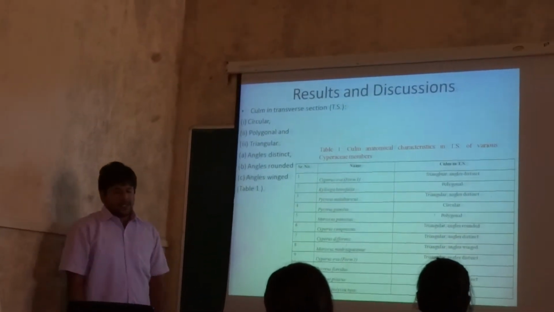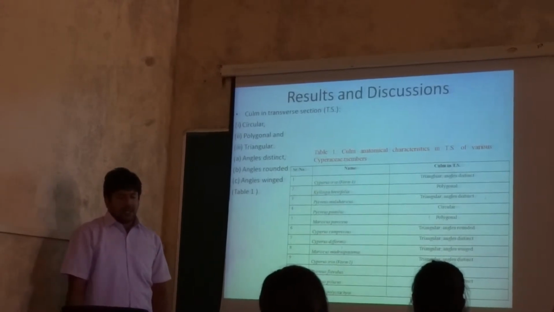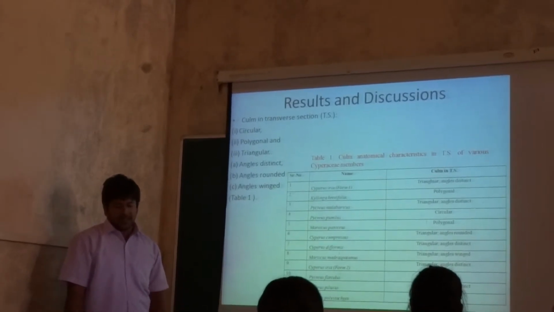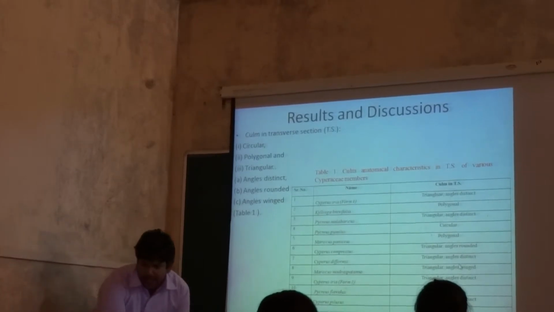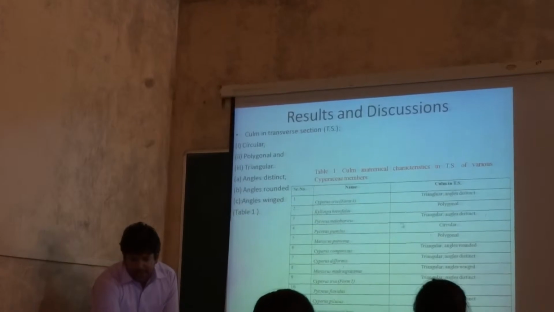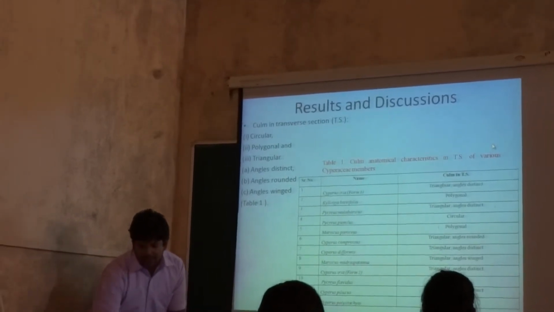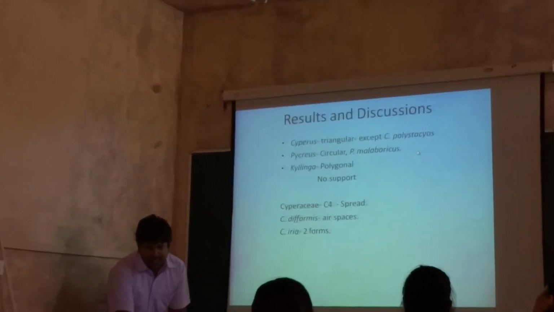So culm in TS were generally of three types: circular, polygonal and triangular. And triangular again had distinct angles, acute angles, rounded or winged. So we can see here most of them were triangular, except for Picreus which showed circular, or Meriscus which showed polygonal. And this was later used for classification to some extent.